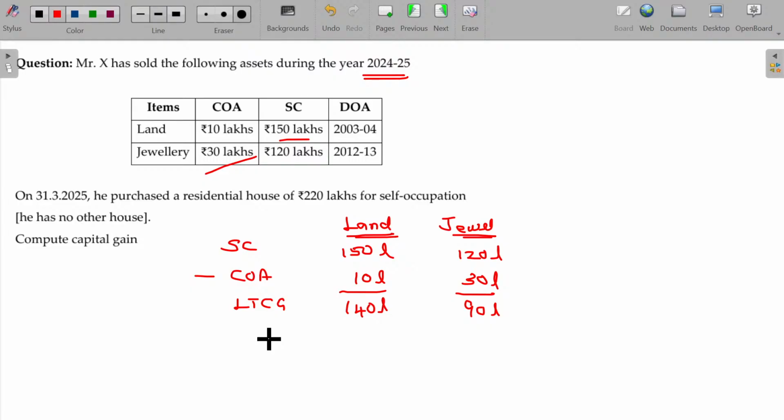Is that okay? I skip the indexation here. In the text, I have followed the indexation for the land. For jewelry, I have not followed the indexation. So I'll do the same way, like the solution in the text.